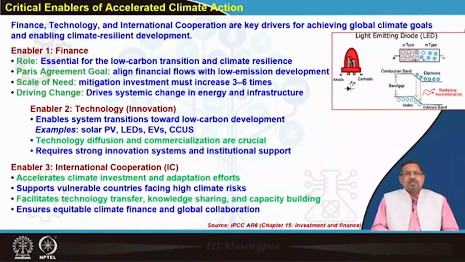So finance, the role it plays is that it is essential for low carbon transition and climate resilience. We need money, we need funding to move from high carbon intensive to low carbon intensive. So that means this transition and also climate resilience. As far as the Paris Agreement goal is concerned, it aligns financial flows with low emission development. Third is scale of need. So it mitigates investment as far as the scale is concerned.